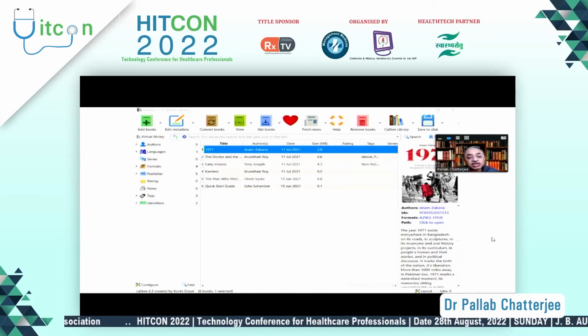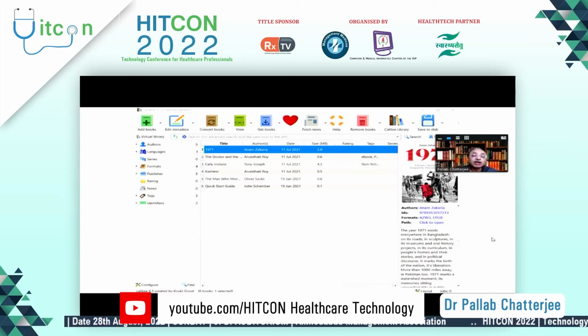No discussion on ebooks will be complete without talking about Calibre. Calibre is software which can be downloaded free from the internet, and you can take any book of any format. So supposing you've downloaded an EPUB and you want to read it on your Kindle, you can convert it from EPUB to AZW, and you can send it to your Kindle.